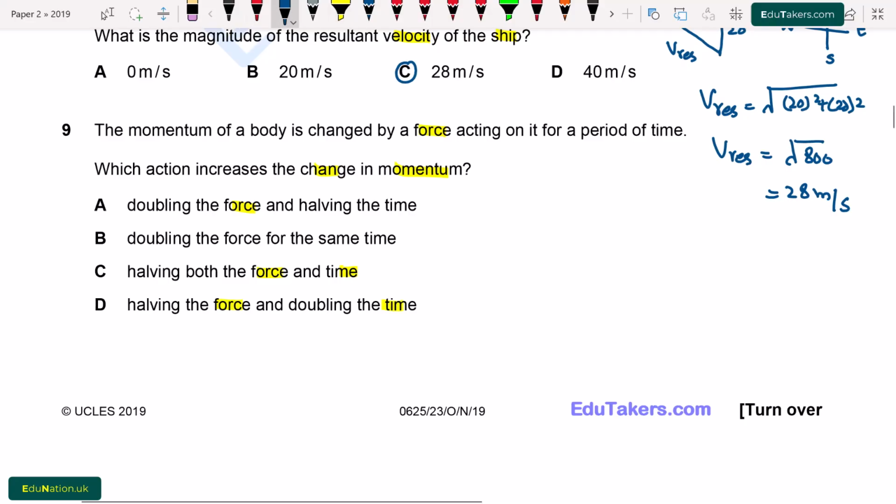So first of all, we know that change in momentum is equal to force multiplied by time, or force is equal to delta P over T. The rate of change of momentum is basically equal to the force. So when we have to increase the change in momentum, it means that we have to increase the force. So here the doubling of force will increase the change in momentum for the same time. Option B is correct.